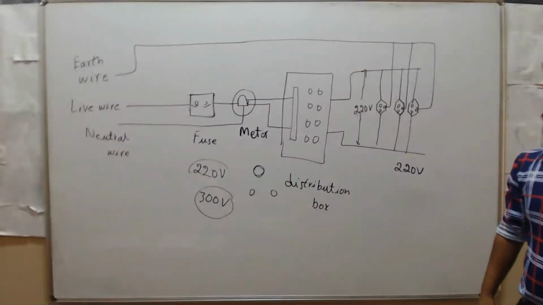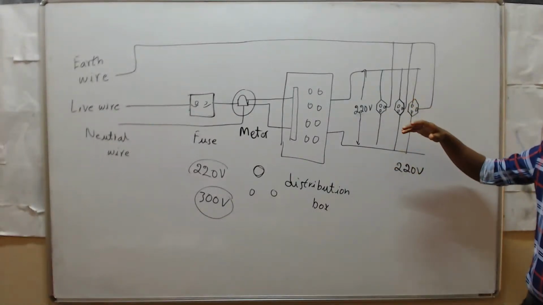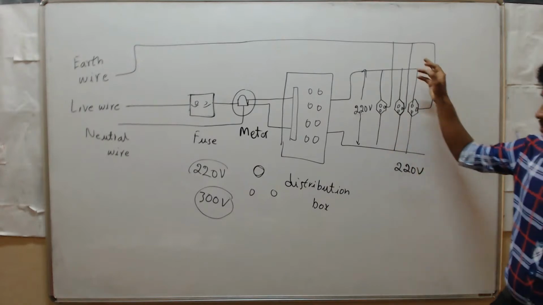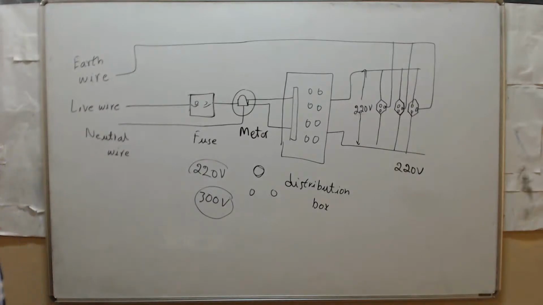So why are we using the earth wire? Just to avoid the shock. Here the excess voltage passes through this earth wire to the ground. So clear?